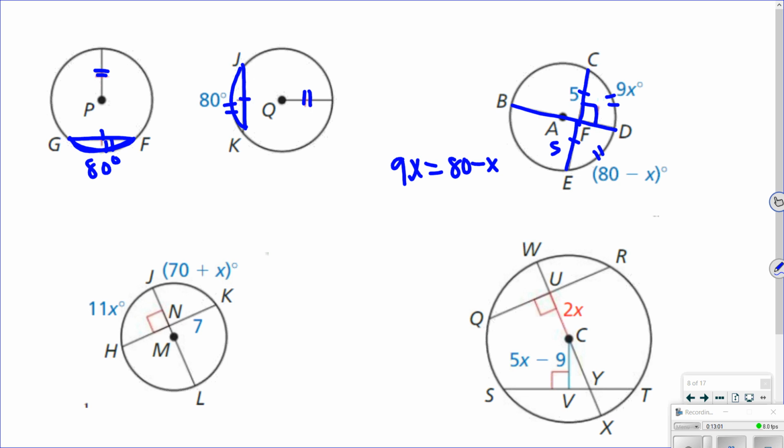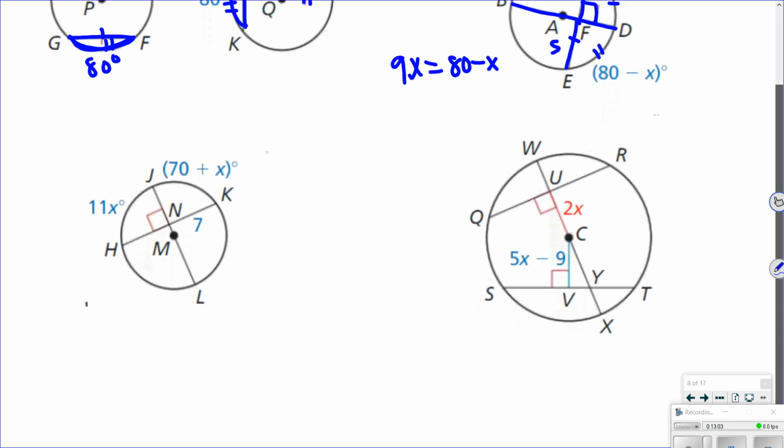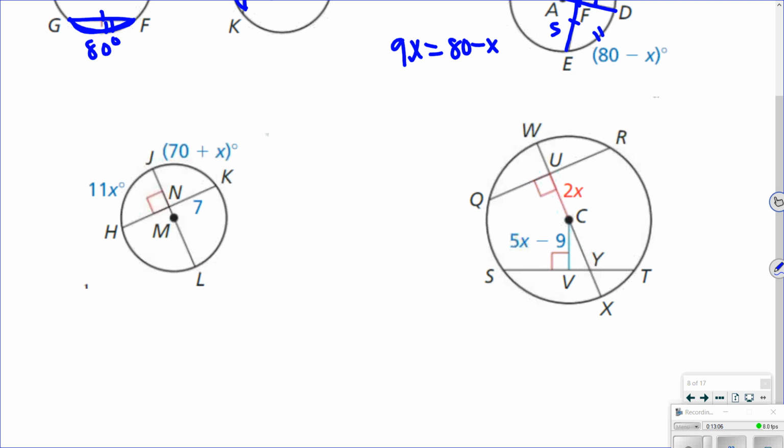Let's look at these bottom two. On this one, the bottom left-hand corner, let's see if we can solve this. We know it's a diameter, passes through the center, and it's perpendicular. That means those have to be equal. So this side has to be 7. We also know that those two arcs have to be equal. So I could solve for x by setting those equal, 11x equals 70 plus x. So I'd solve that. I think x comes out to be 7 on that one.